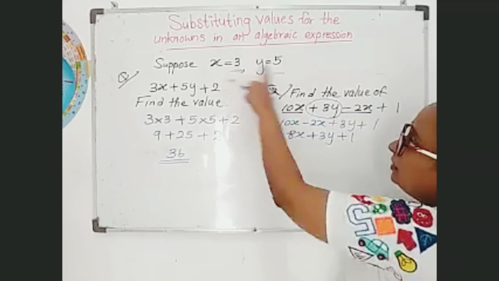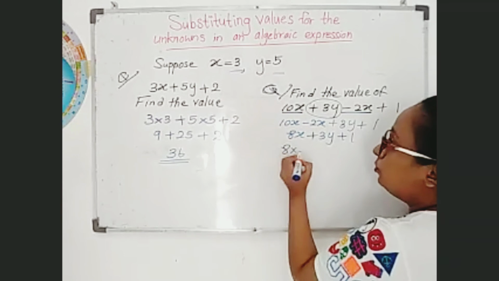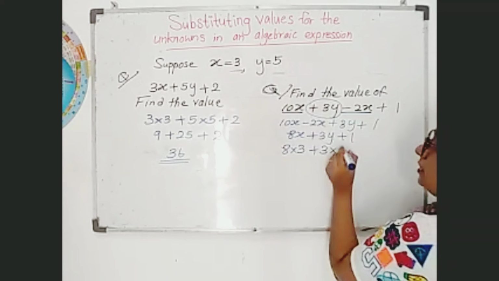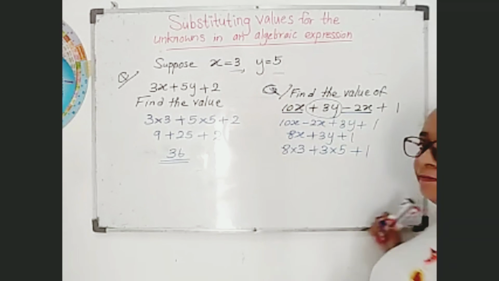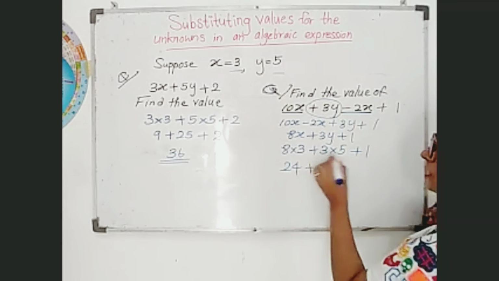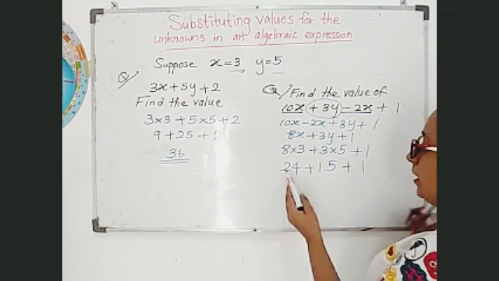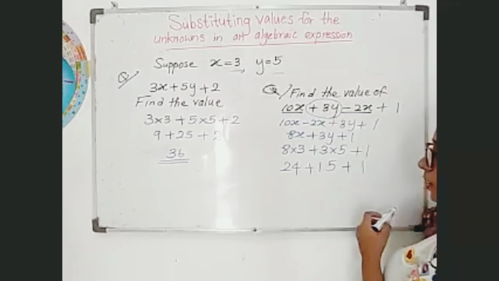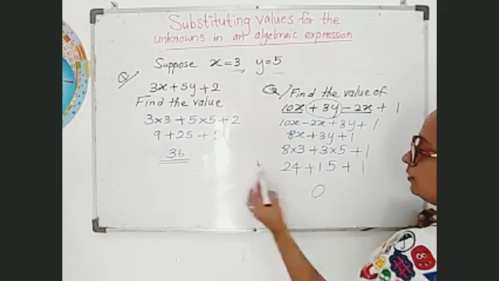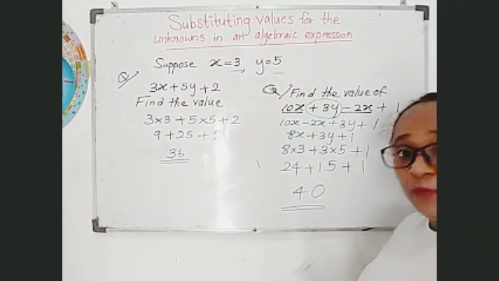Now we'll substitute the given values and simplify. So 8 into x, which is 3, plus 3 into y, which is 5, plus 1. So 8 into 3 is 24, plus 3 into 5 is 15, plus 1. So we can add 24 plus 15 plus 1. So 4 plus 5 is 9, plus 1 is 10, 1 remains. 2 plus 1 is 3, plus 1 is 4. So 40. So we got a numerical answer.